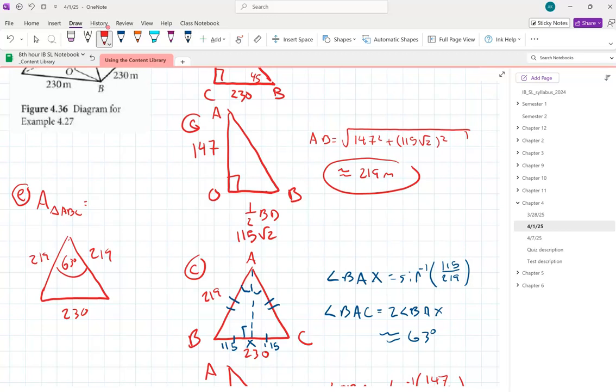What I would do is I would use my 1/2 AB sine C. And then I'm done. Because I have like an angle side angle situation going on right here. Or a side angle side situation. So I can use that area formula.